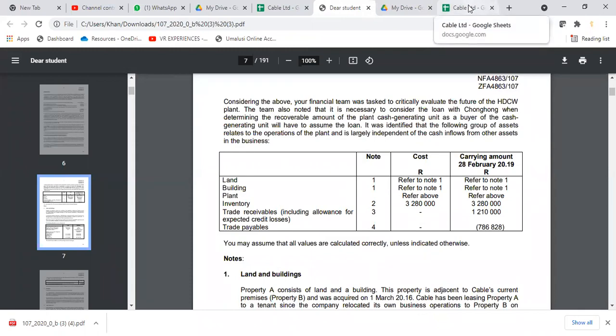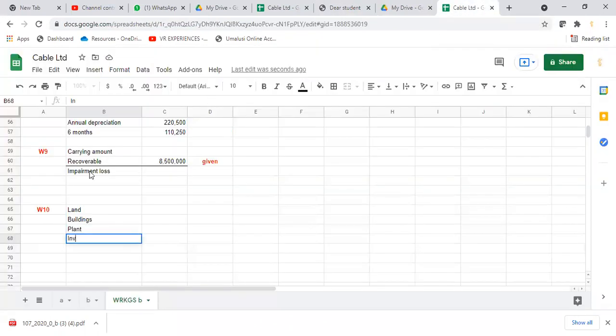Inventory, trade receivables, trade payables. Okay, so just take note. Those are the items that are included in the CGU.